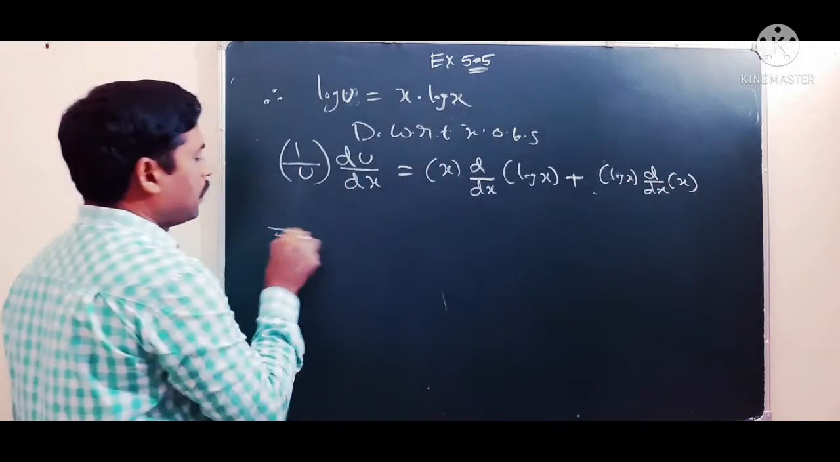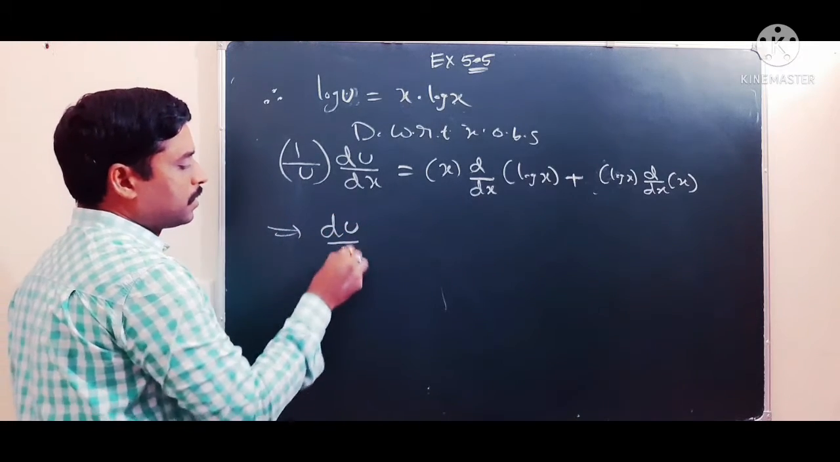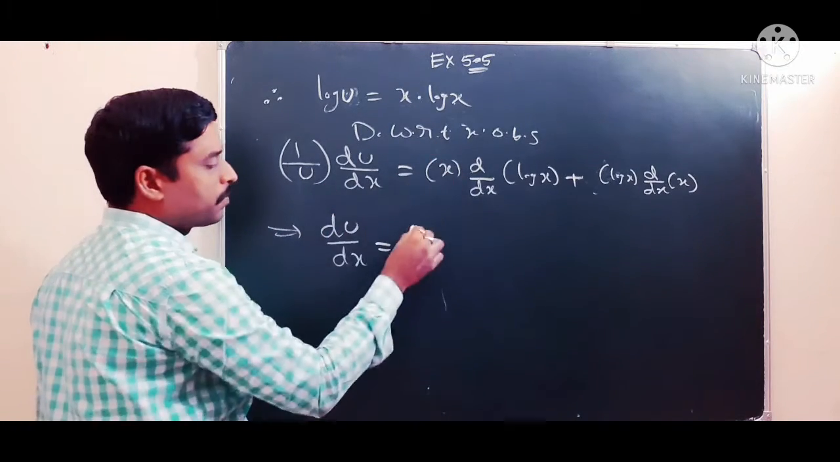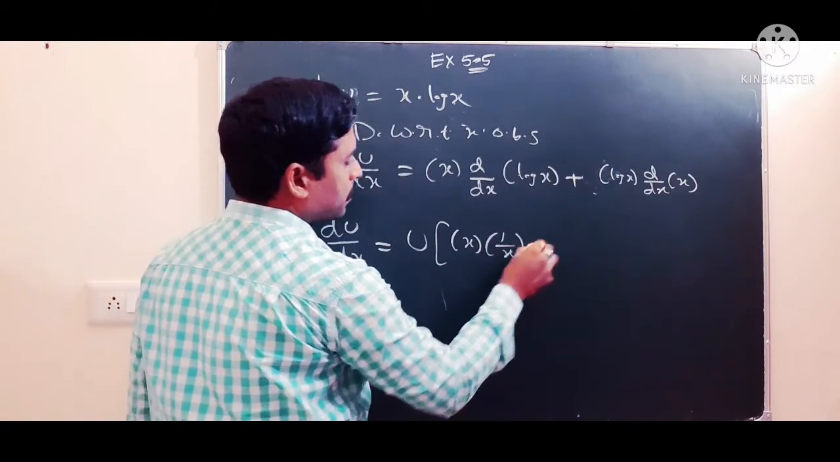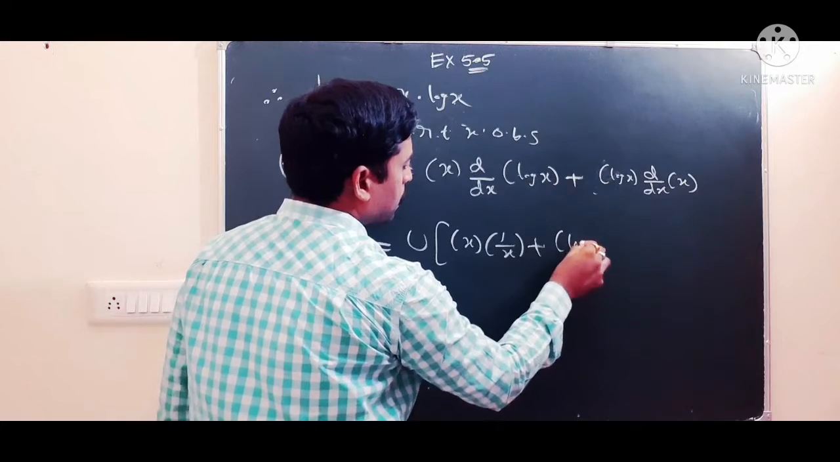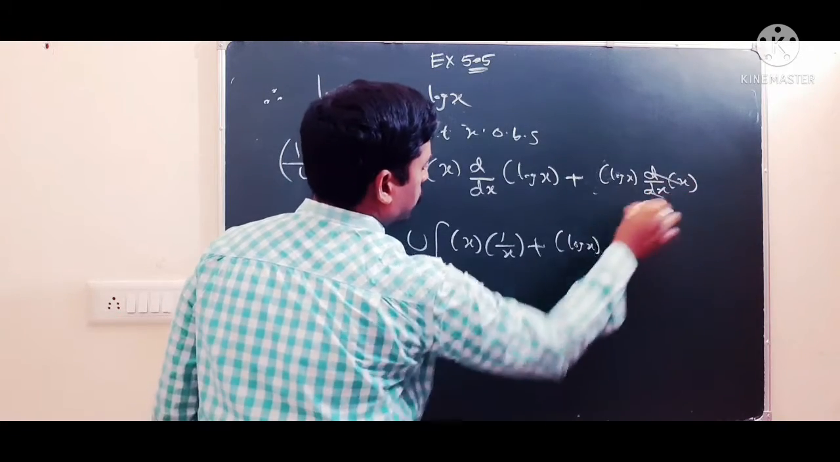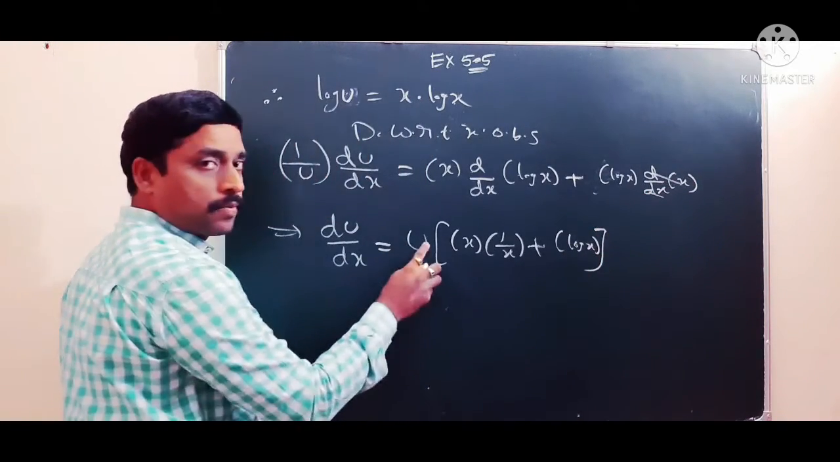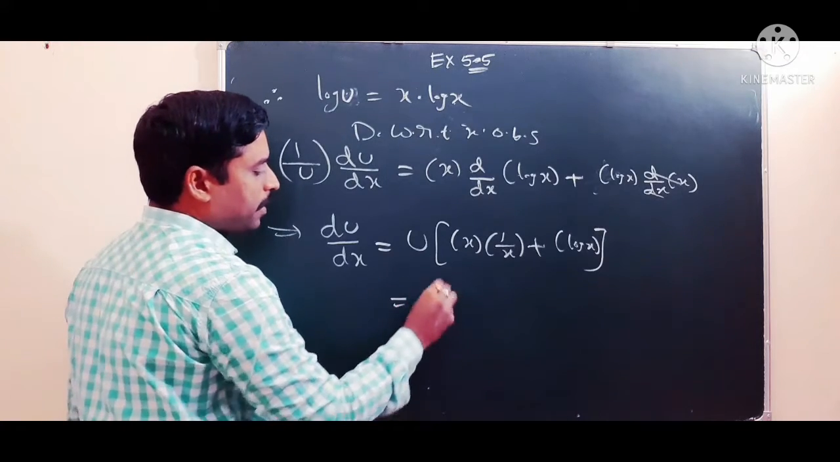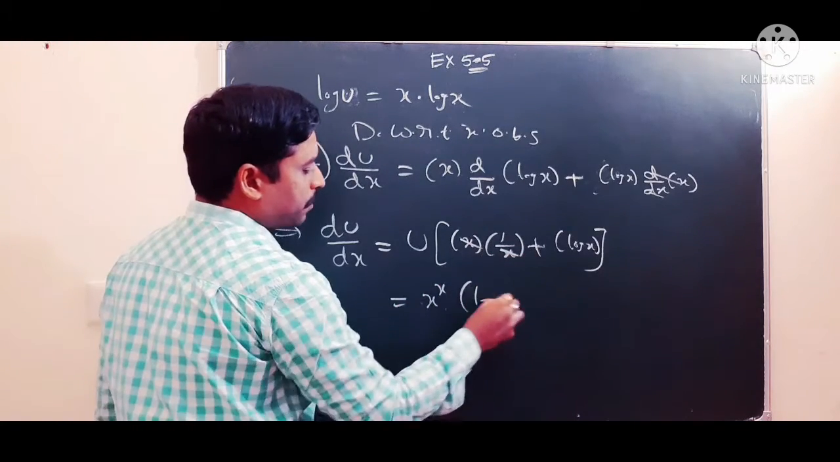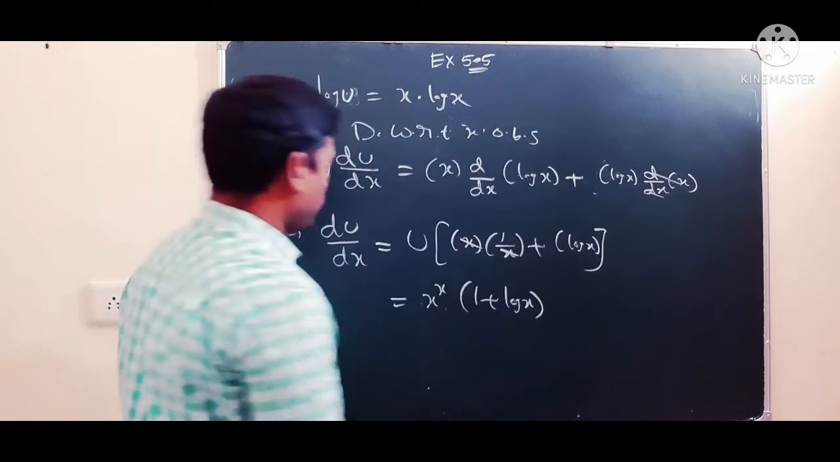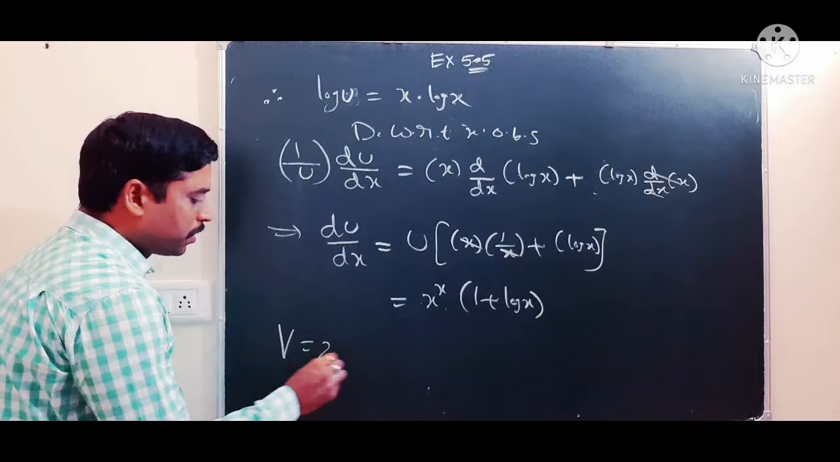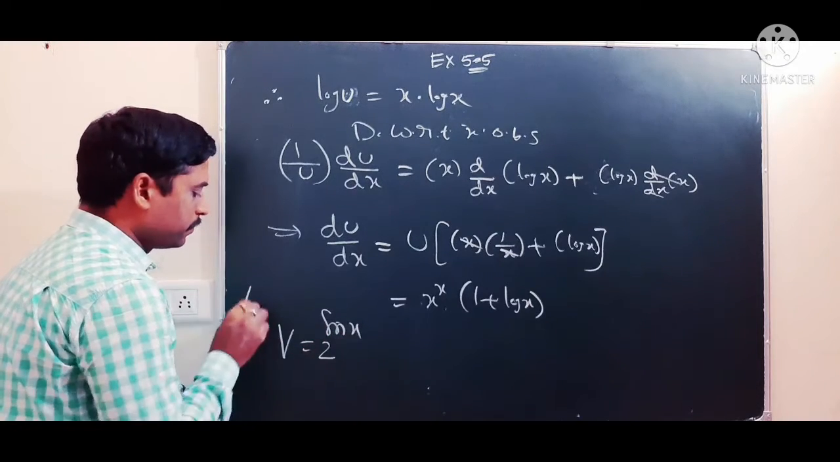Okay, let us do cross product. du by dx is equal to u times the derivative of log x, which gives 1 by x. Log x into differentiation of x, 1. In the place of u, we should write x power x into (1 plus log x). So this is the du by dx value. But what is v? 2 to the power sin x is the v value.